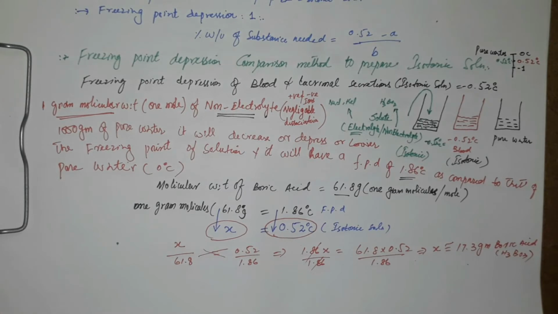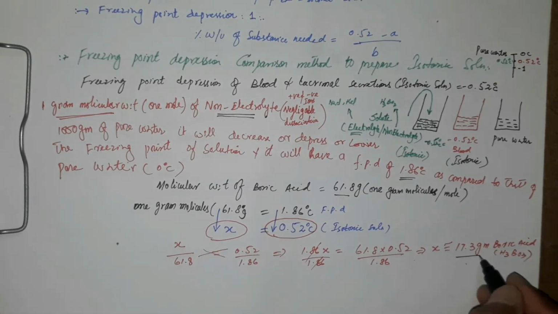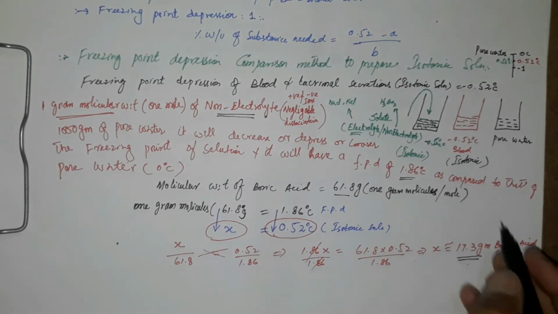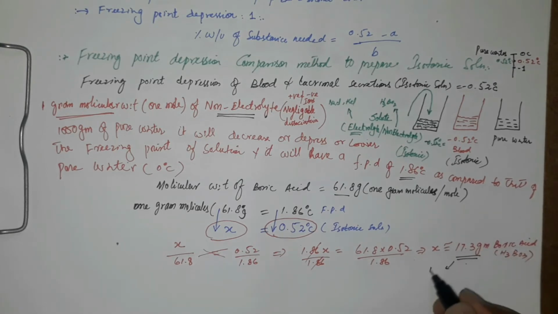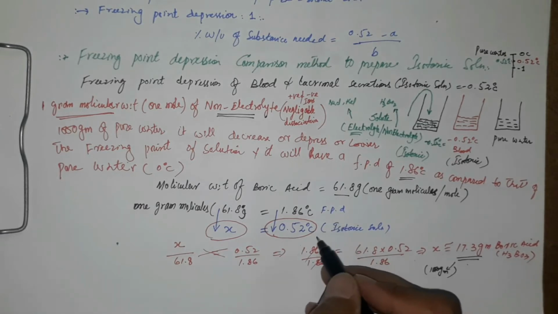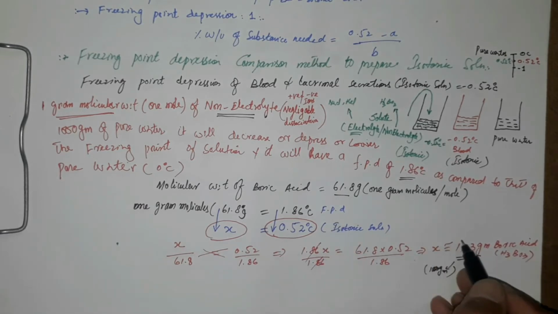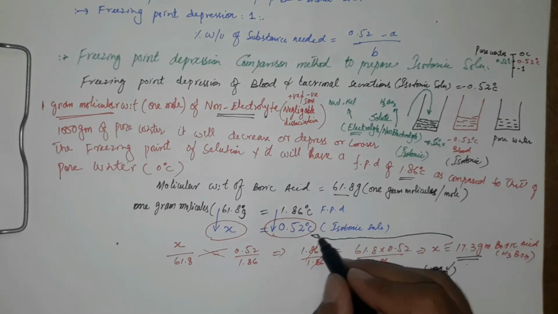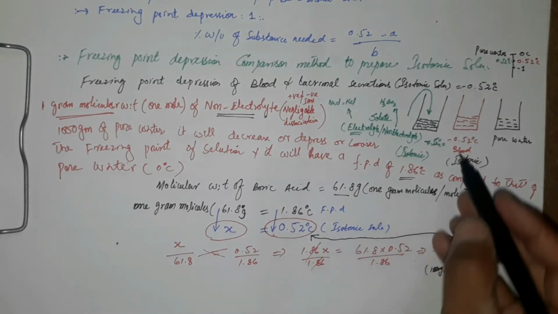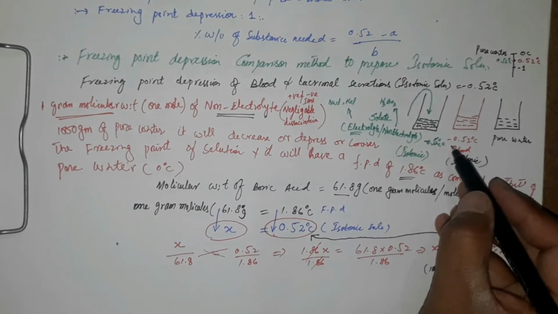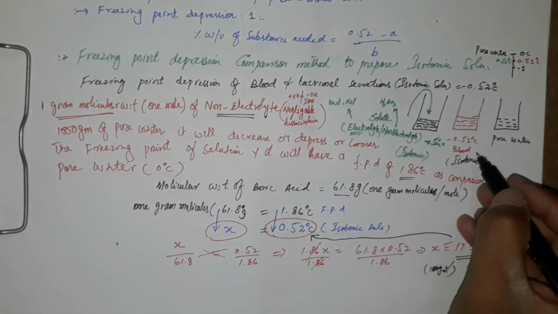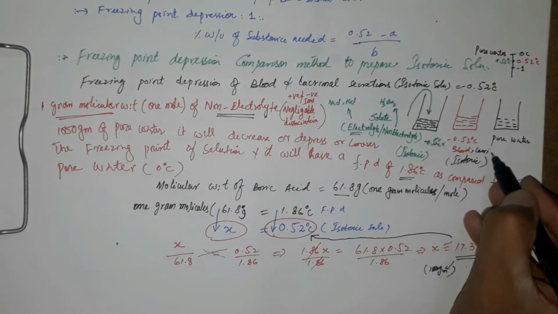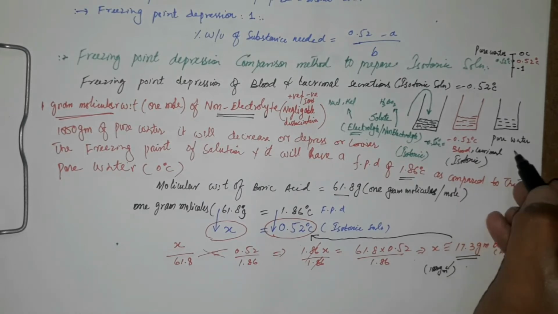So it means that 17.3 grams of boric acid, if added to 1000 gram of pure water, will produce an isotonic solution. Why? Because they will produce a freezing point depression of 0.52 degrees centigrade, which is the freezing point depression of blood or lacrimal secretion, which are actually isotonic solutions.